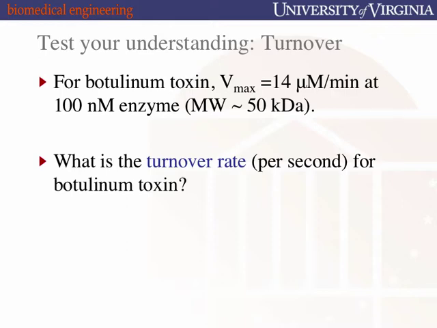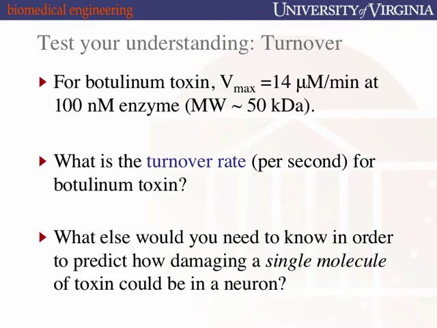All right. Just because we're at the very end, what else would you need to know in order to predict how damaging a single molecule of toxin would be? What else is missing from this paradigm? I'm telling you, a single molecule can catalyze 2.33 reactions per second. How fast will it kill a neuron, a motor neuron? What? Yeah.